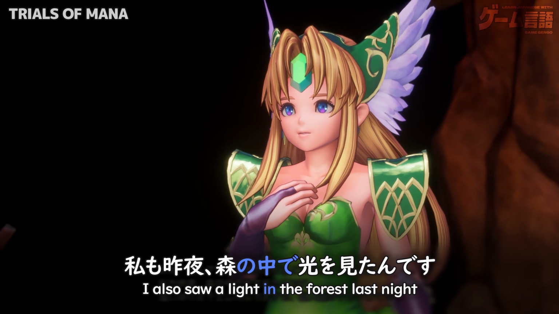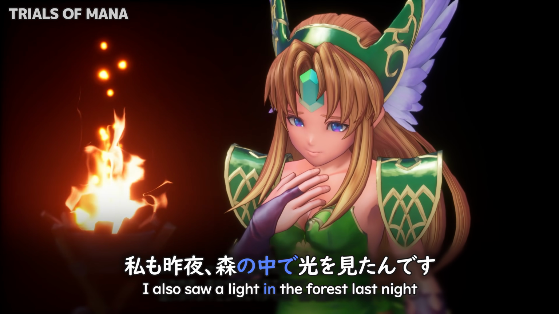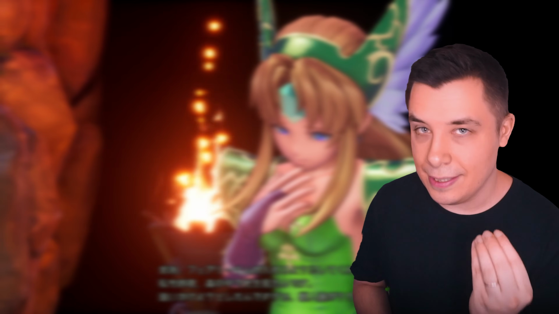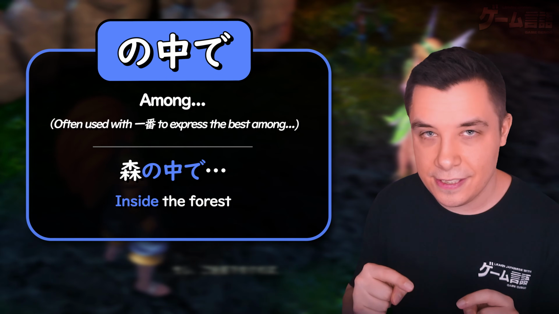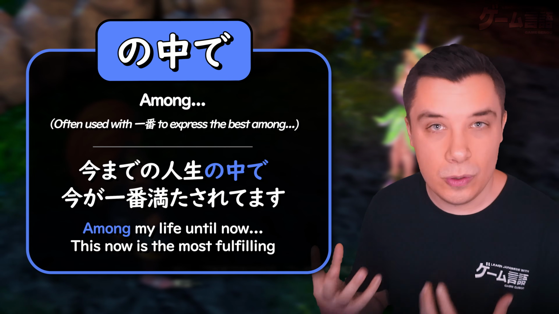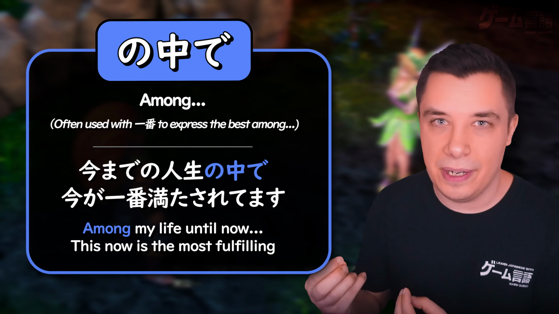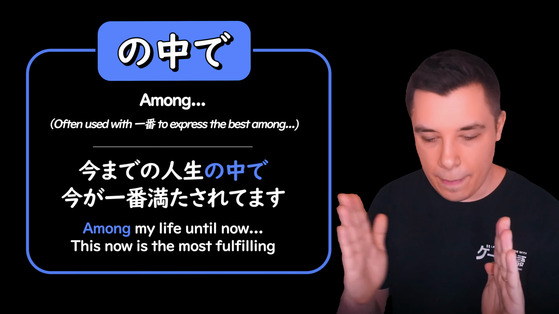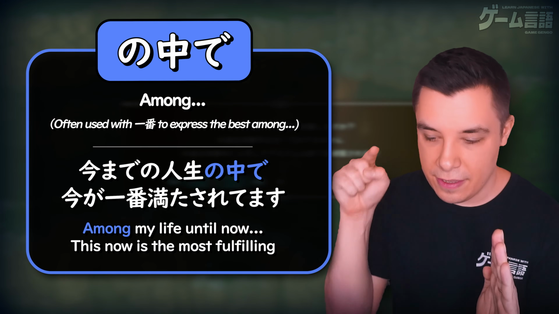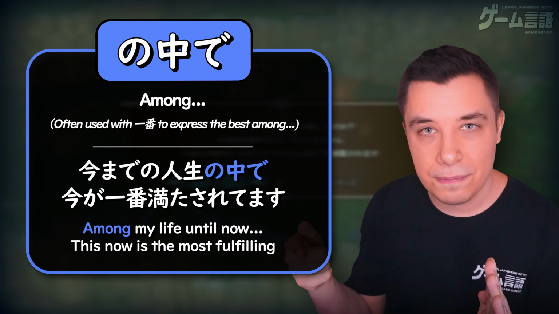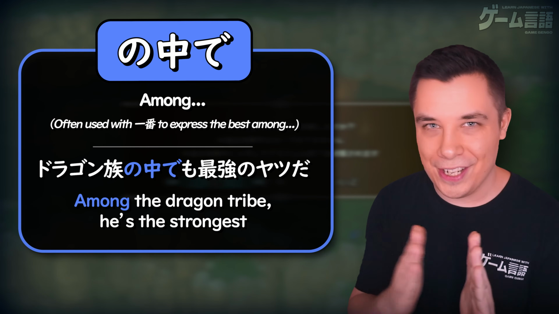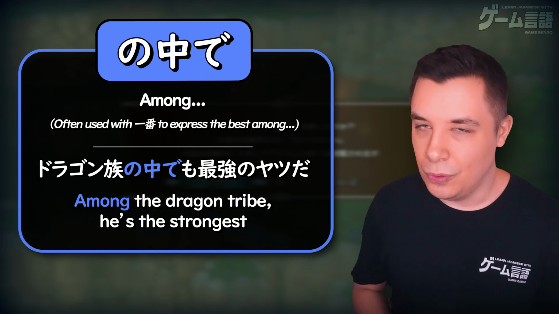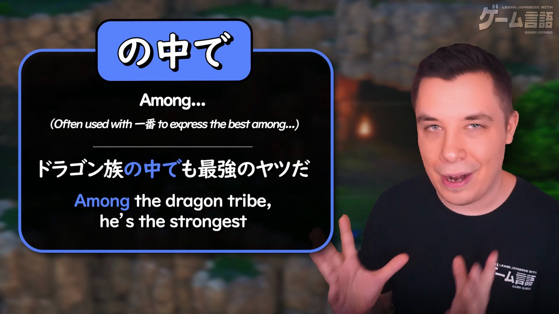So we can see that no naka de can be used both by itself, just to literally mean inside this, like inside this forest, but it can also be used with a qualifier like ichiban, the most, to express that among a certain number of things, this one is the most, dun dun dun. Among my life, this moment is the best. Among all of the dragon tribe, he is the strongest. No naka de can be used for comparison in this way.